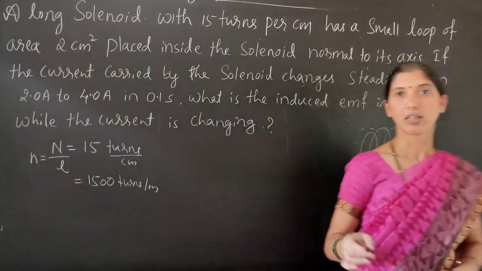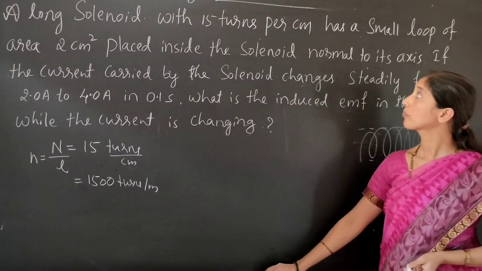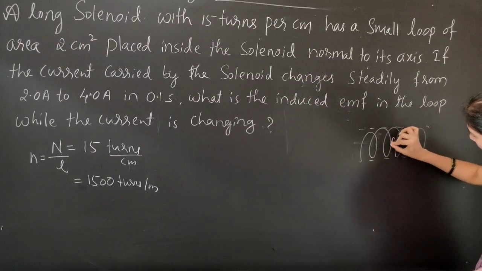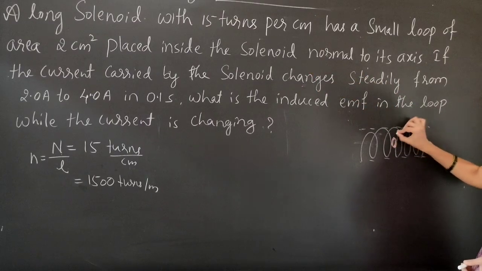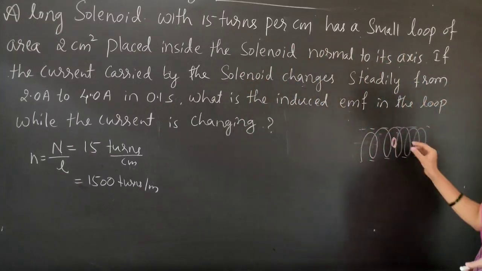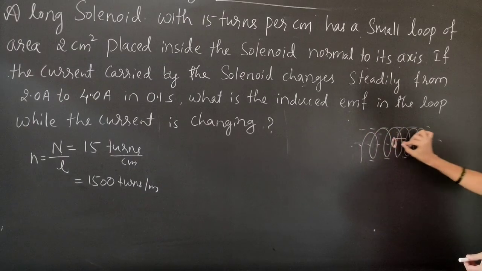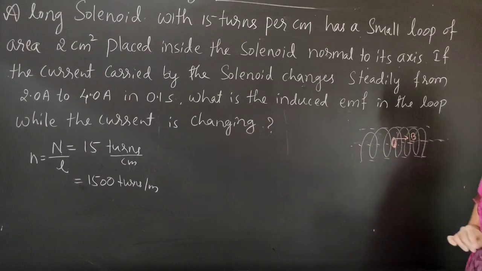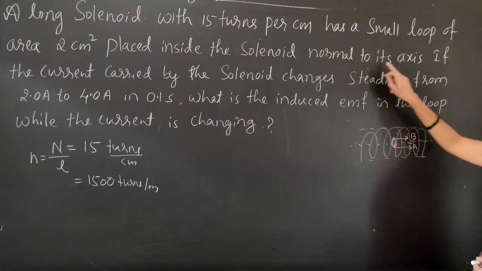So here is the long solenoid with 15 turns per centimeter, and it has a small loop of area inside. The small loop is placed inside the solenoid, with its plane normal to the axis. That means this is the axis, and the loop is placed normal to the axis. Then the field direction is this one, and the area vector is also along this direction.